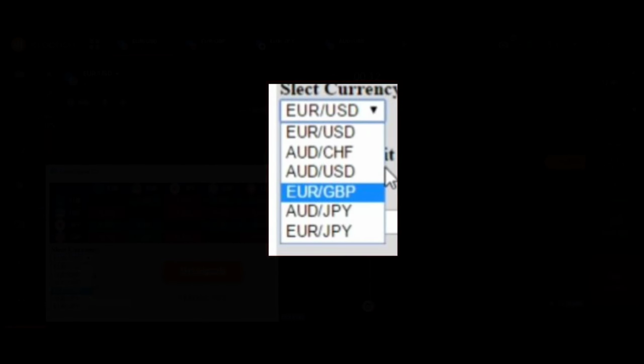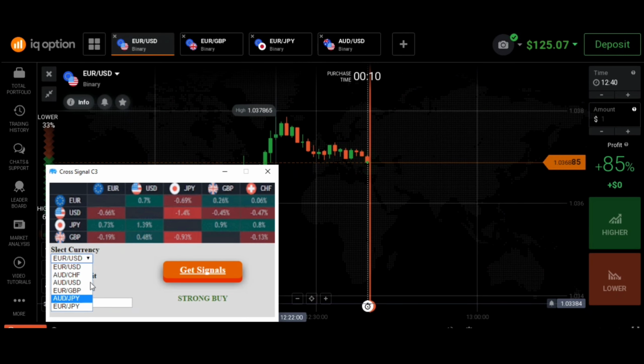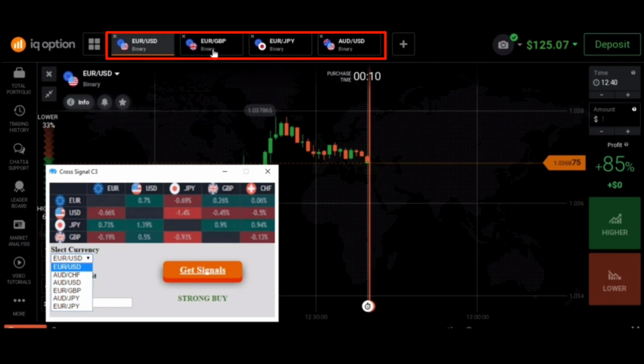This is a cross-signal C3 bot market that you can choose and use in this trading. The IQ Option market I chose in this trade.